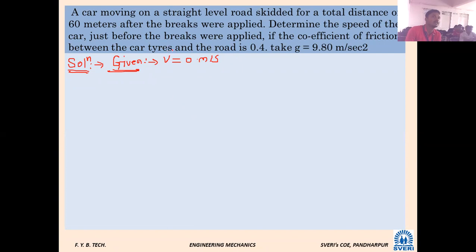That we are necessary to find. Is anything else given? Mu is given. Mu, how much? 0.4. And g. Anything else given? V, U. Yes, S is also given, 60 meters. And we are necessary to find U, with V equal to 0. Try to understand. It is very simple.